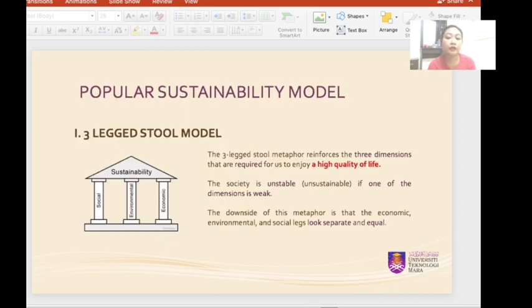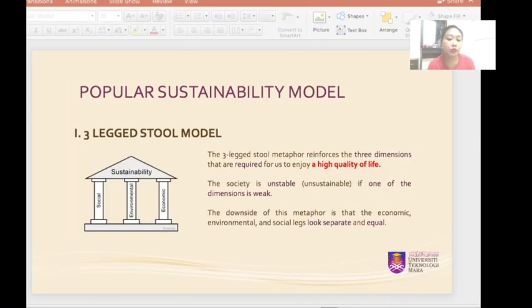Okay, for the first one, 1.3, which is the leg stool model. The three-leg stool metaphor reinforces the three dimensions that are required for us to enjoy a high quality of life. The society is unstable or unsustainable if one of the dimensions is weak. So the downside of this metaphor is that the economic, environmental, and social legs look separate and equal.